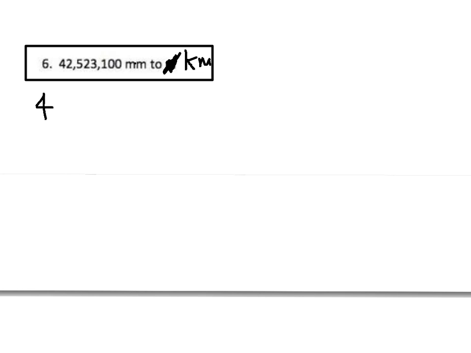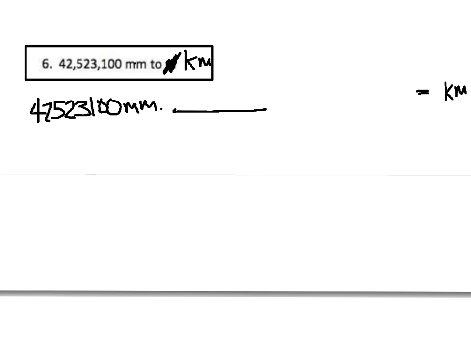We have 42,523,100, make sure that's a decimal, millimeters. And we're going to solve to kilometers, which is going to be 2 steps. So let's put kilometers down here. And that took a lot of space to write in here. So let's try this again. Make it a little smaller. Alright, sorry, waste of time here. 42,523,100 millimeters. Okay, the answer is going to be kilometers. We'll put it up here.